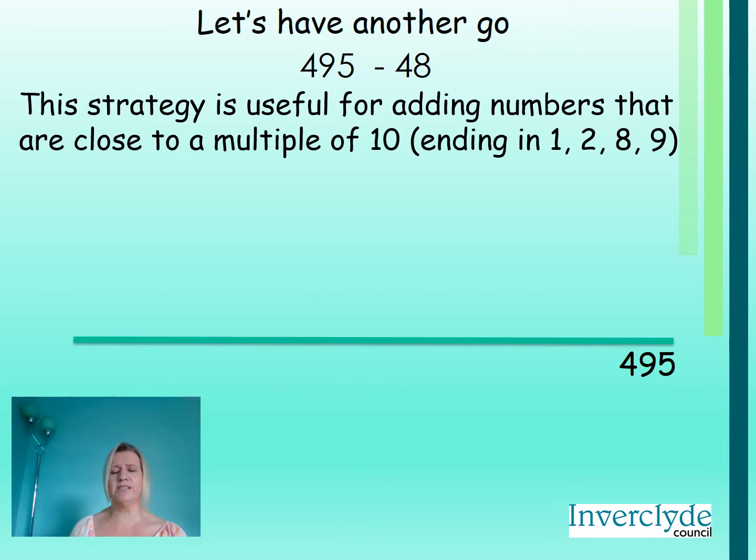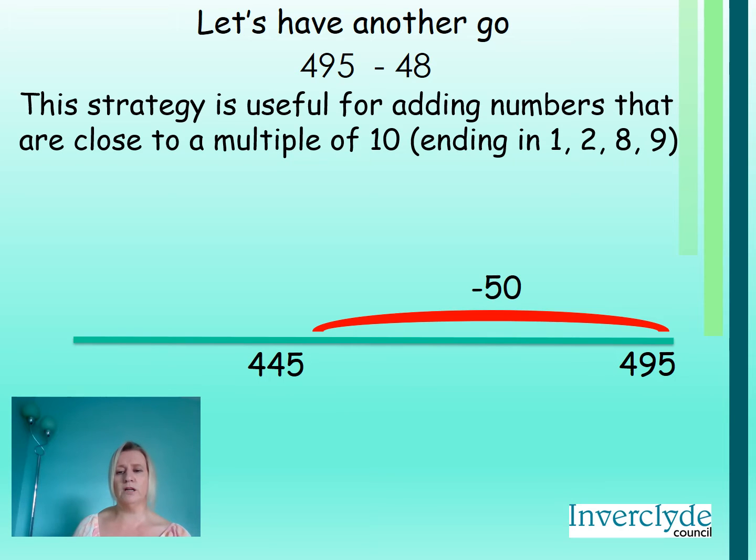I'm starting with 495 and I'm meant to take away 48, but it's easier to take away 50 and I reach 445. But because I've taken away too much, I need to think, how much did I take away? Too much. I took an extra 2 away, so I have to remember to pay back that 2. 445, pay back the 2, lands me at 447.